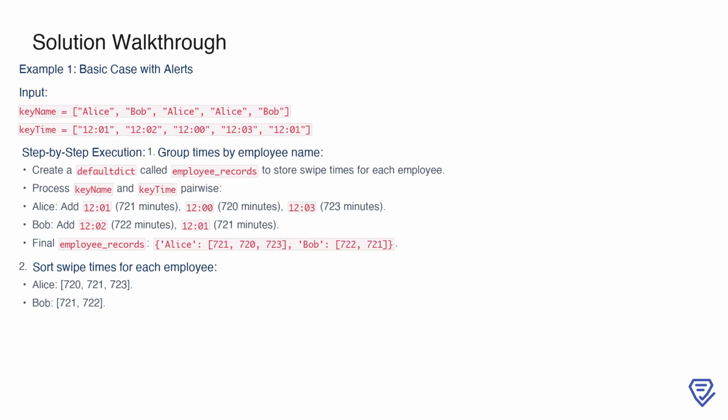Similarly, Bob swiped at 12:02 and 12:01, which translates to 722 and 721 minutes. After processing all the data, we get the grouped records. Alice has times 721, 720, 723, and Bob has 722, 721. Next, we sort the swipe times for each employee to simplify the process of checking time intervals. After sorting, Alice's times become 720, 721, 723, and Bob's times become 721, 722.